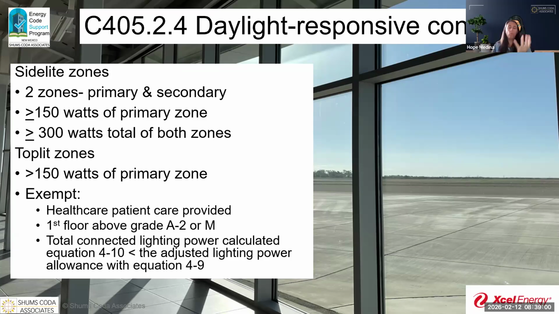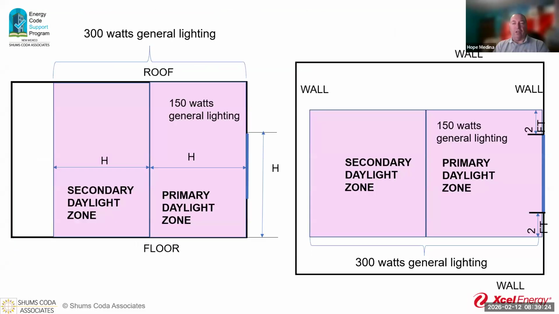For what constitutes a side lit and what constitutes a top lit area, remember, just about every time you have a window in a building, it qualifies as a daylight zone. And then every time you have skylights, that will qualify as a top lit daylight zone. We do have a question here, Hope.